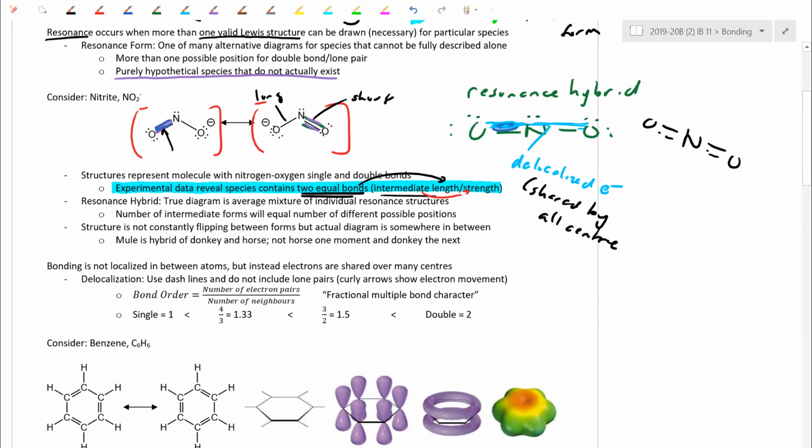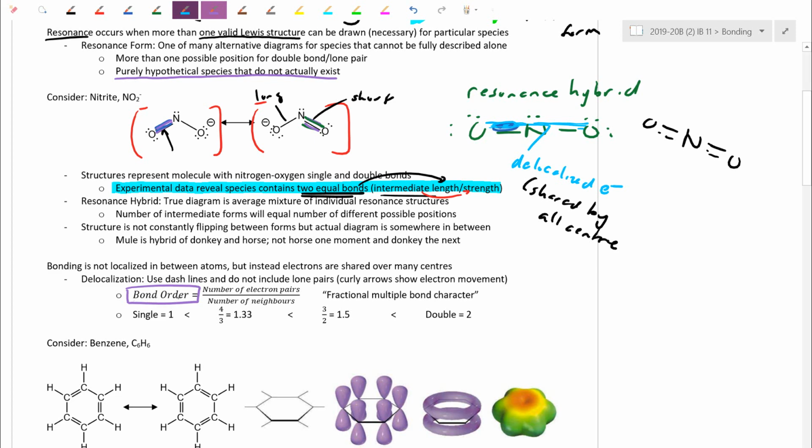Now, while I have the diagram on there, because we are completely shared, we come up with another tool. This tool here is what we call the bond order. The bond order is a number that you can associate to actually talk about, once the sharing has happened, how many bonds you actually have.